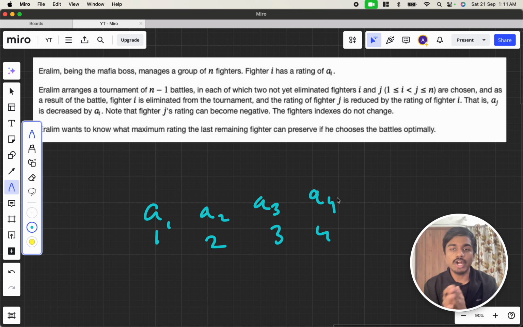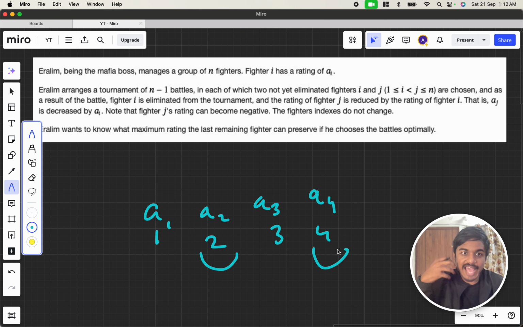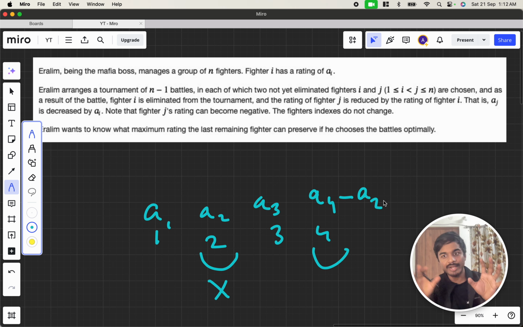In each battle, two not yet eliminated fighters i and j are chosen. If you are choosing two fighters, it should always be the case that i is less than j. So suppose we take this guy and this guy. As a result of the battle, fighter i is eliminated from the tournament, and the rating of fighter j is reduced by the rating of fighter i. That is, Aj is decreased by Ai. So if 2 and 4 compete, A2 is automatically eliminated, and the rating of A4 will be A4 minus A2.